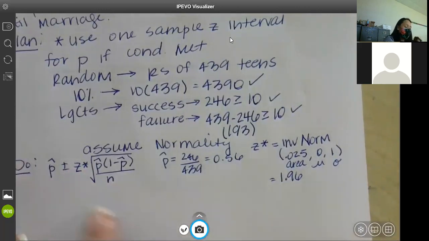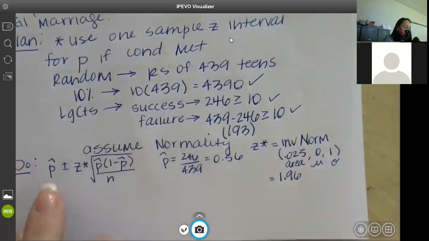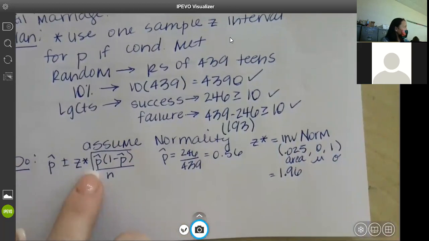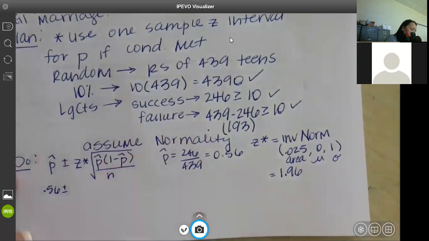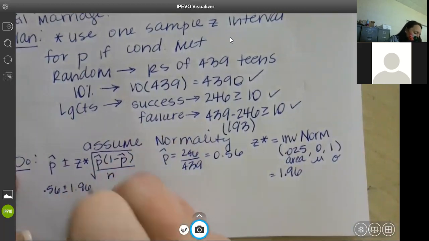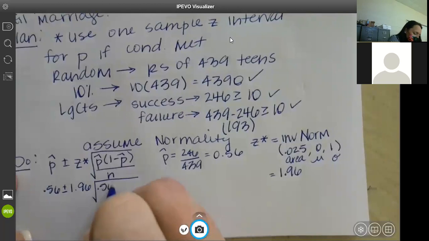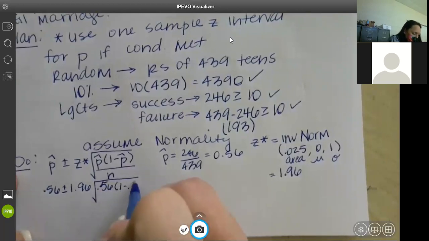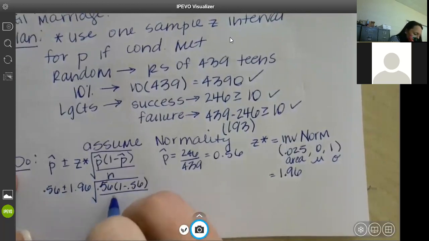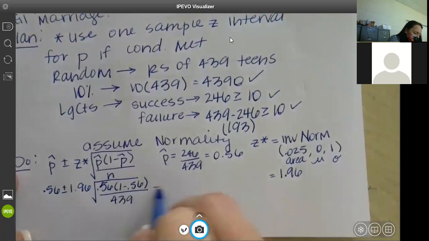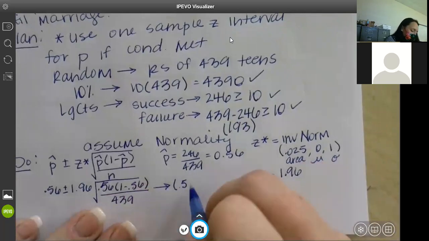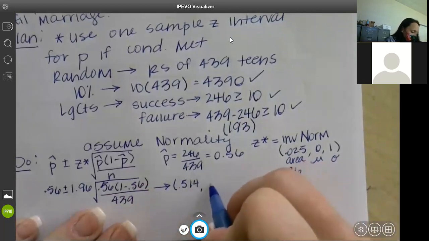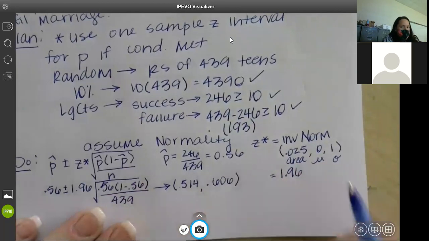All right. So because you have all this labeled out, you don't necessarily have to put the numbers in for this. You can, or you can just go ahead and do it in your calculator. If you put your numbers in, 0.56 plus or minus 1.96 times the square root of 0.56 times 1 minus 0.56 over 439 gives your interval, I'm just running out of room, sorry, 0.514 to 0.606.